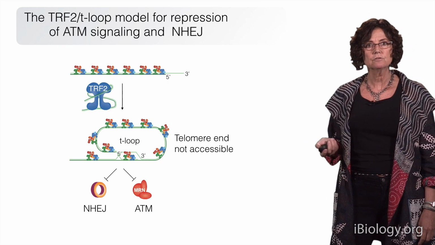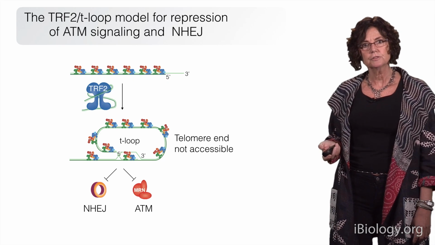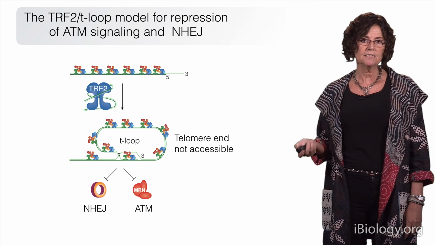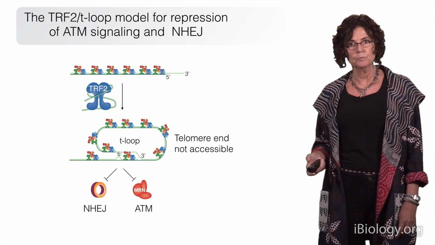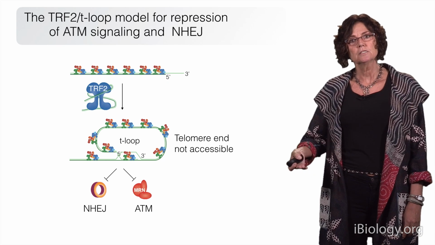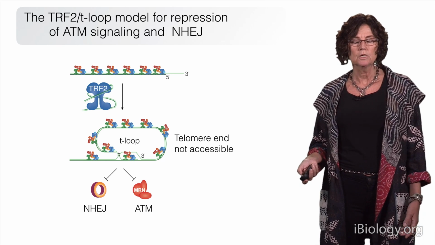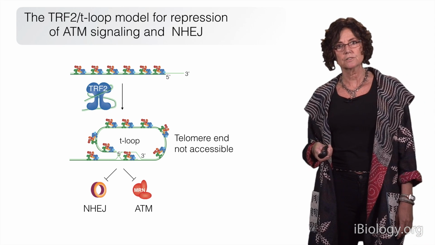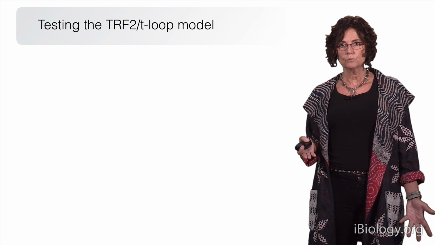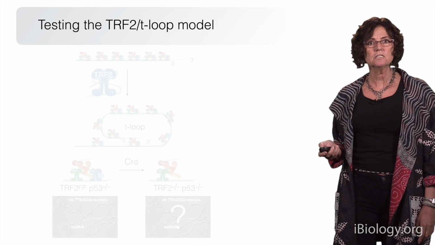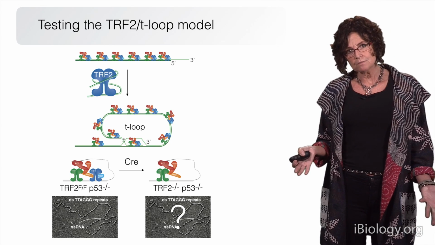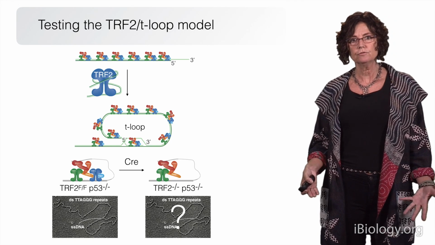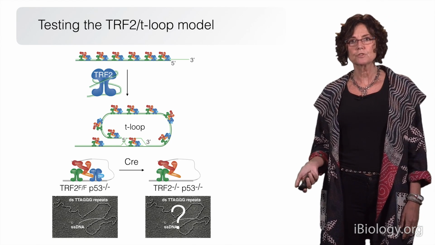So from these kinds of data, the model evolved that TRF2 represses non-homologous end joining and ATM signaling by making this T-loop structure, because in the T-loop, the telomere end would not be accessible to the two initiating factors, Ku70/80 and the MRN complex. So how would one test this? It's not so easy to test, but the idea would be simple.